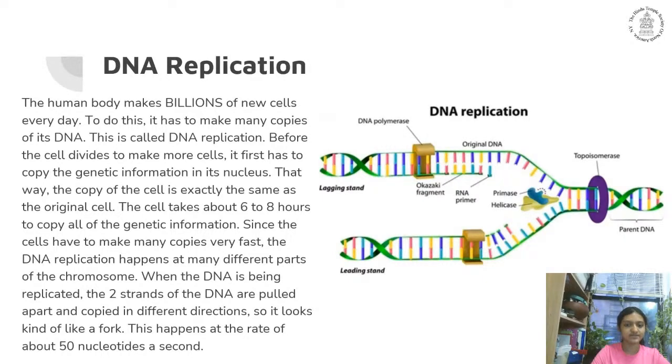The cell takes about 6 to 8 hours to copy all of the genetic information. Since the cells have to make copies very fast, the DNA replication happens at many different parts of the chromosome. When the DNA is being replicated, the 2 strands of DNA are pulled apart and copied in different directions, so it looks kind of like a fork. This happens at the rate of about 50 nucleotides a second.